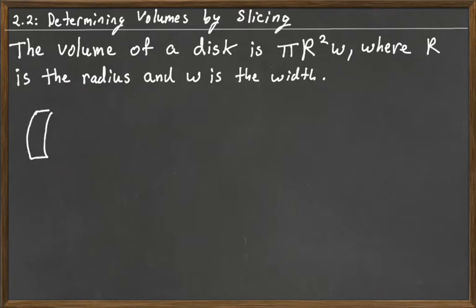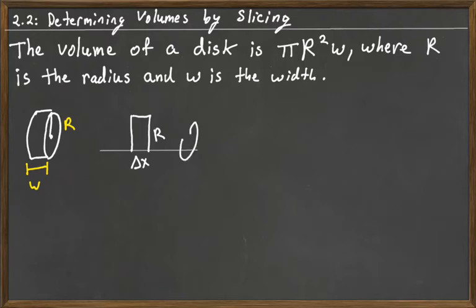So we'll draw a disk like this. Okay, there's the radius r and then the width w. So it's really just a cylinder, a regular cylinder. And so what we're going to do is take, for example, on the x-axis here, a rectangle of a width of delta x and a height of r. And then we're going to rotate around the x-axis. And so we'll rotate that around, and that's going to form a disk, and hence the name, the disk method.